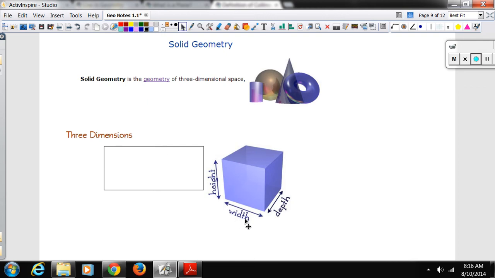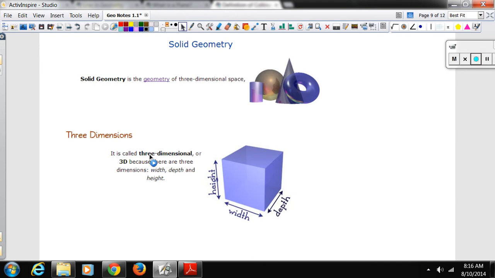So we've got width, we've got depth, we've got height. Just wanted you to know what 3 dimensions was. It's called 3-dimensional or 3D because there are 3 dimensions. There's a width, a depth, and a height. Or you could say a width and a length and a height. The same thing there. So that's just a little vocab on solid geometry, and what we're going to be studying later, we're going to be finding like surface areas and volumes and things like that. So that would be solid geometry.